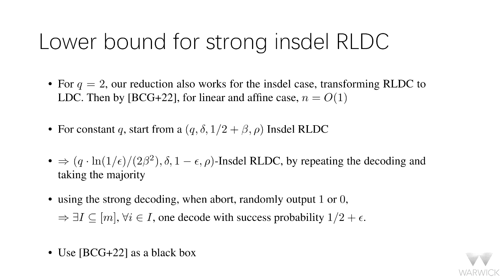The general idea here is simple. We can first use some repetitions on the decoding to enlarge the success probability, and we use the strongness to directly argue that we can do a small modification on the decoding to get a good decoder, which is the standard decoder. And again, we can use BCG+22 as a black box, because after we have this LDC, we can use a lower bound for the LDC.